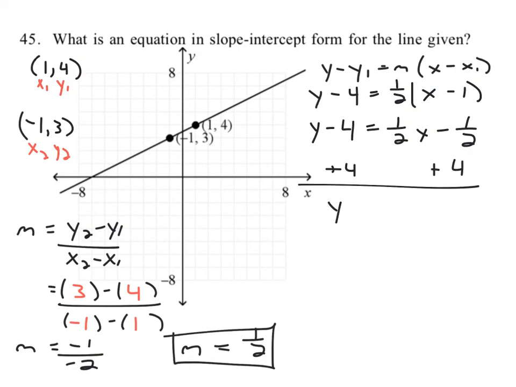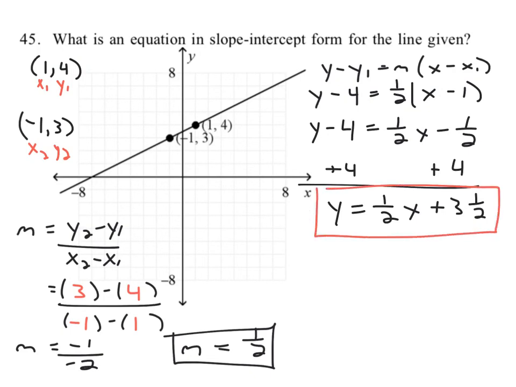And we've got y equals 1/2 x. And if you have -1/2 and then you add 4, you've now got positive 3.5. And you can call that the equation. You can call that good. Okay. It's in the form of y equals mx plus b, which is what slope-intercept form is. Okay. Hopefully you know what's going on here.